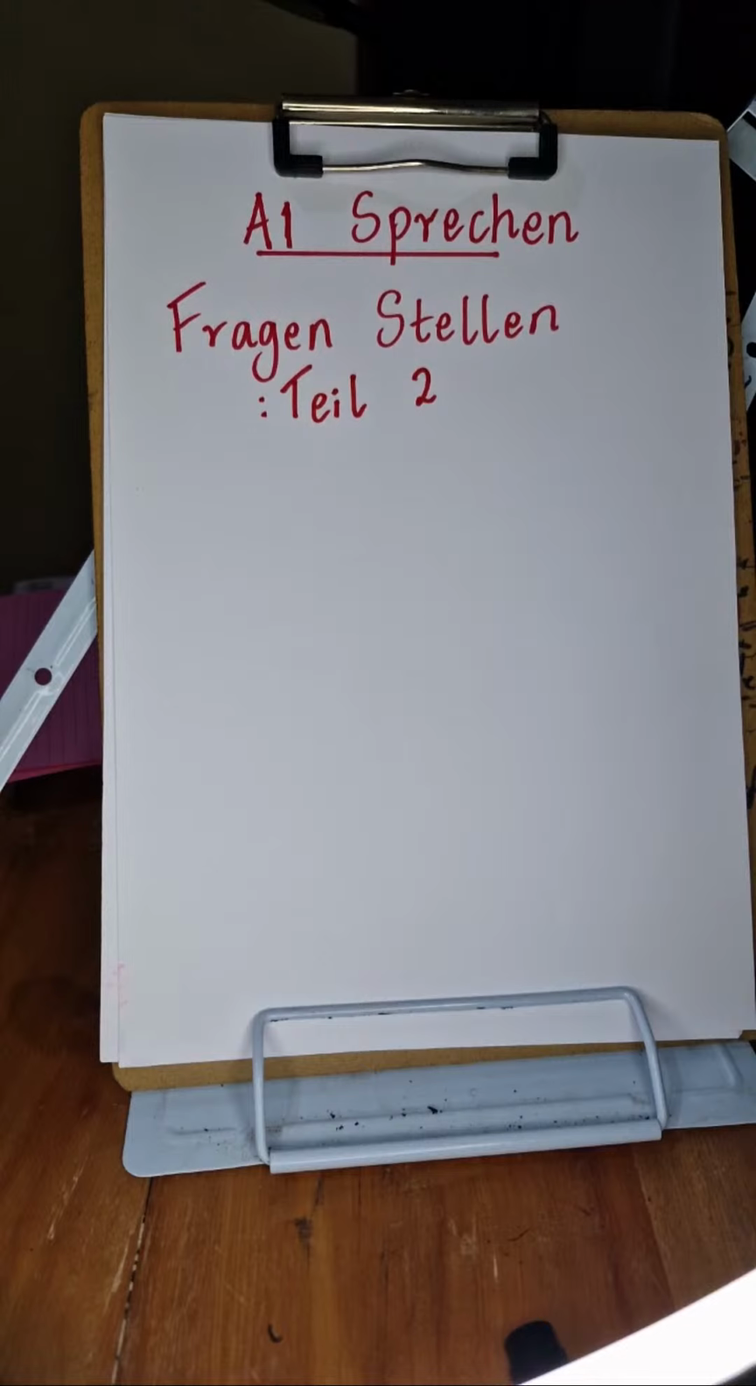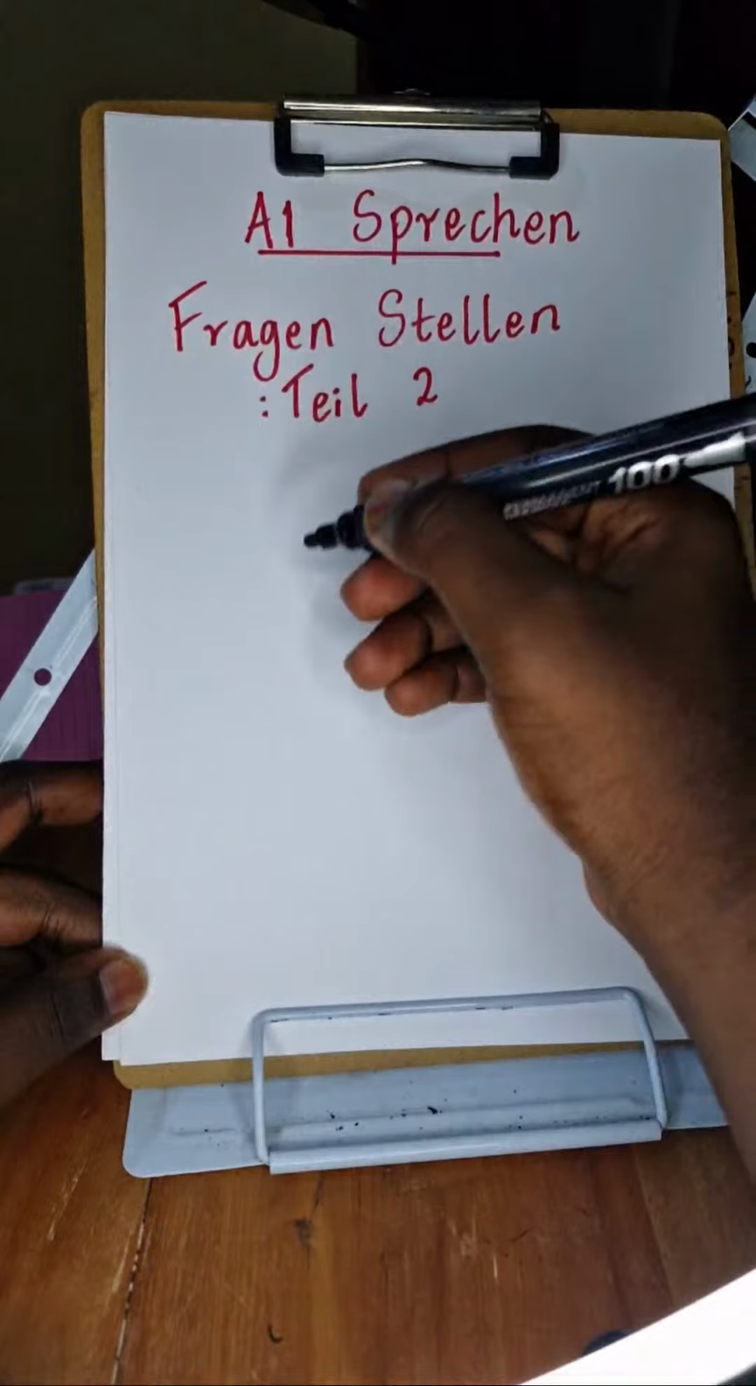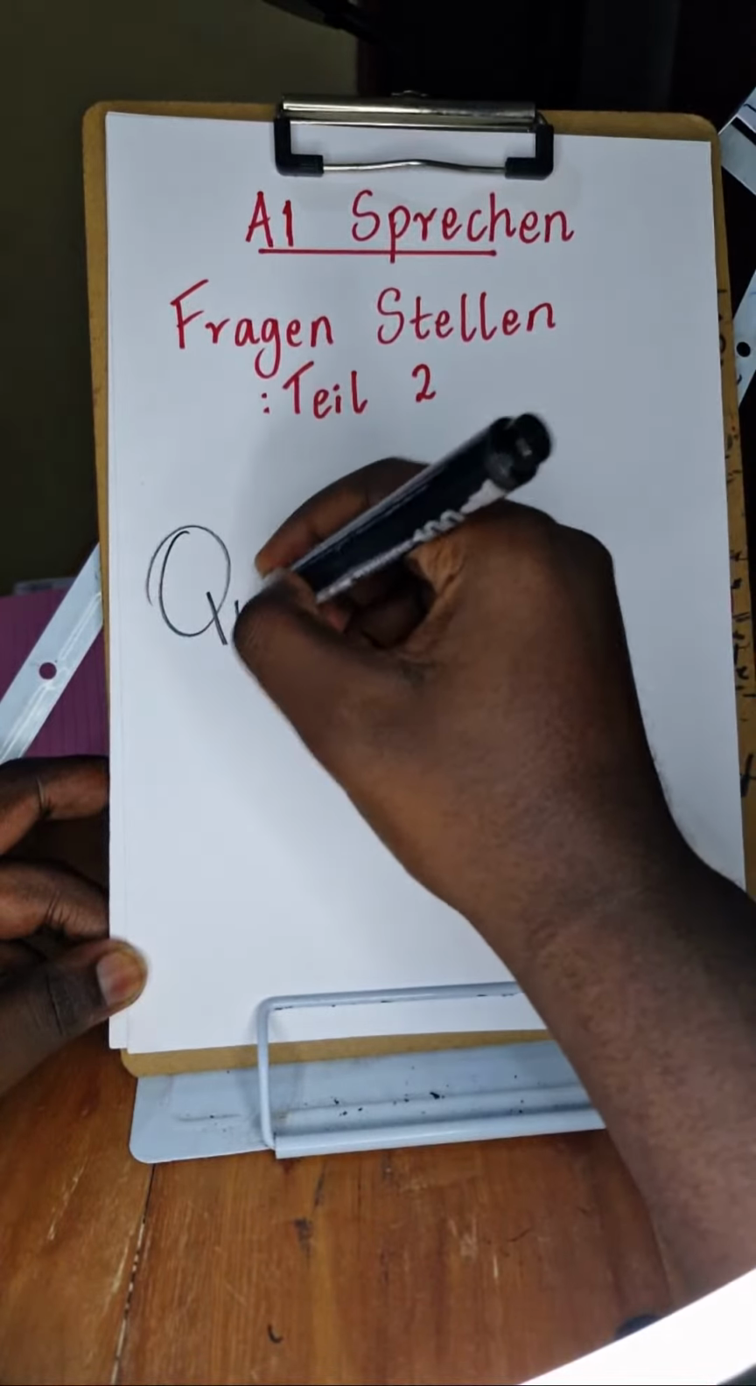Now, this is part number 2, and in part number 2, I will be expected to form a question either using question words or beginning with a verb. So there are two ways that one could use in forming questions. So let's see the types of questions.